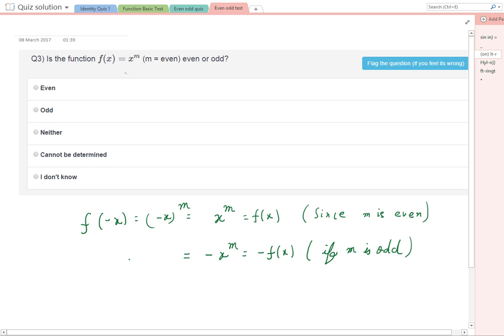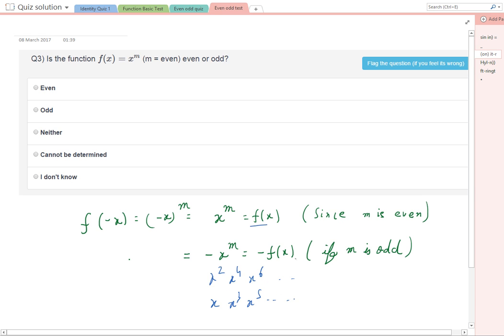In this function, we have to predict whether x to the power m is even or odd, and it's very straightforward. You just substitute -x in place of x and check, and it's a relationship which you should remember and know on your fingertips, that if m is even, then the function would be even. If m is odd, the function would be odd. So x squared, x to the power 4, x to the power 6, all these functions will be even. x cubed, x to the power 5, all these functions will be odd.